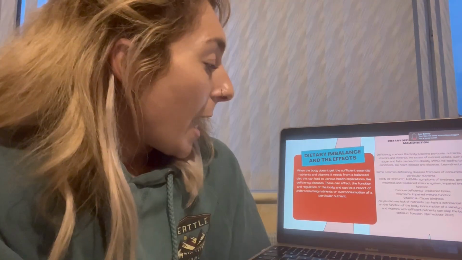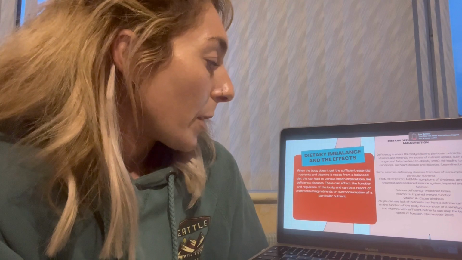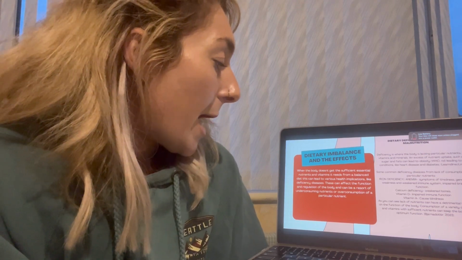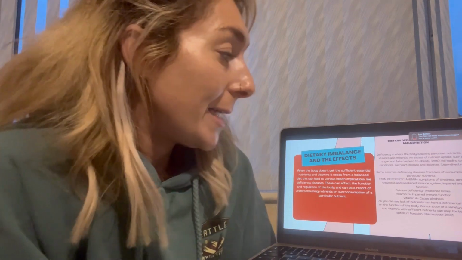So there can be many health implications if we don't get the required vitamins and minerals, or we can get this from overconsumption of a particular nutrient, and it can often lead to diseases. A deficiency is where we are lacking the vital nutrients, vitamins and minerals, and an excess of nutrients such as sugars and fats can then lead to obesity, leading to other health conditions like heart disease and diabetes.